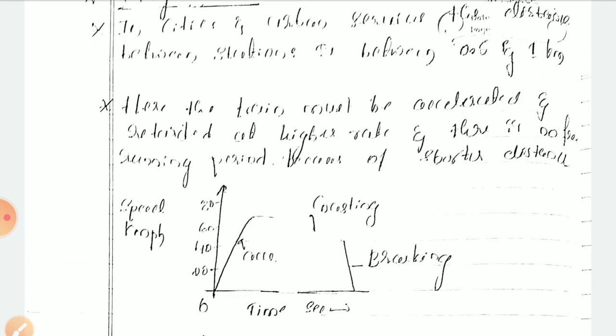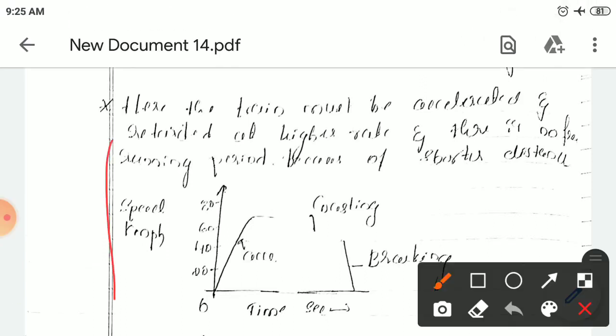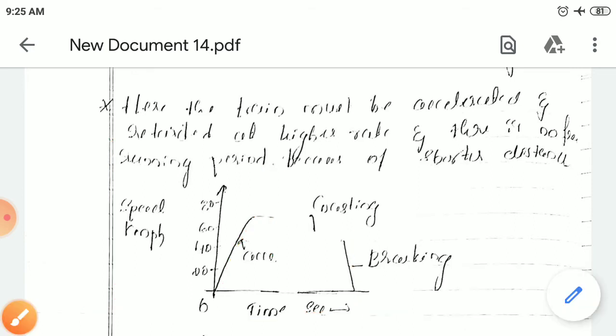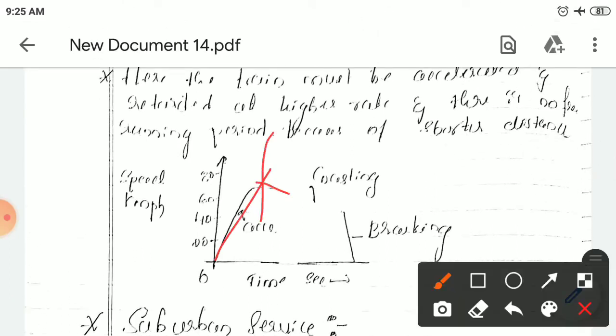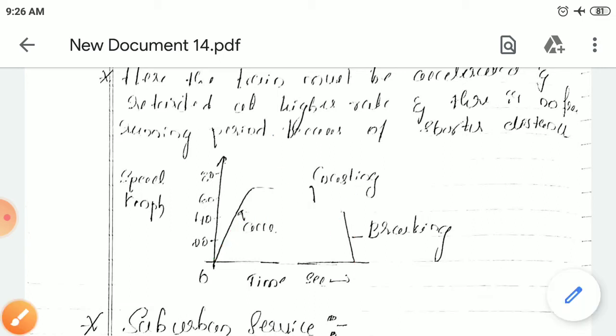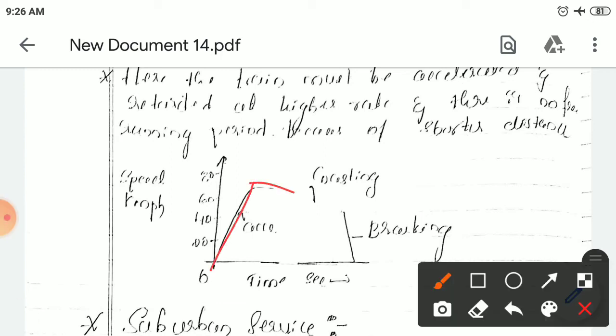There is no free running period here. This is the speed axis and the time axis. Here the train is accelerated and then power is switched off. The train continues in the coasting period and then brakes are applied. Once the brakes are applied, it is in the braking period. So there are only three: acceleration period, coasting period, and braking period. There is no free running period, no decreasing acceleration, and no increasing acceleration here.